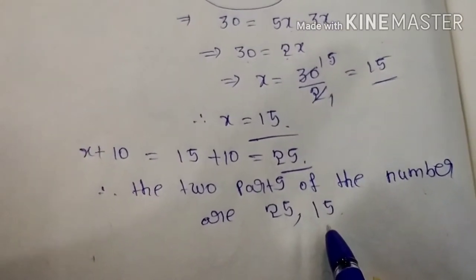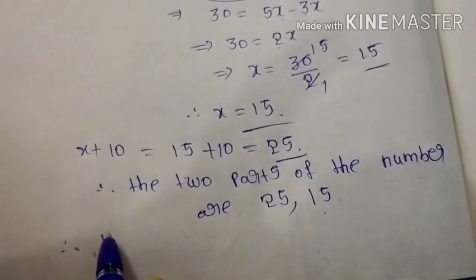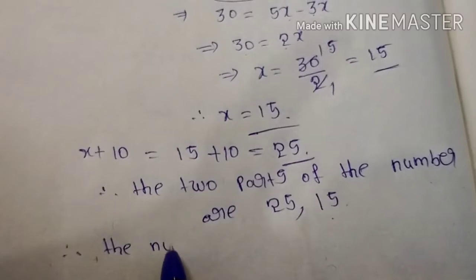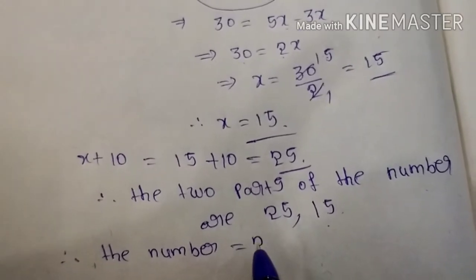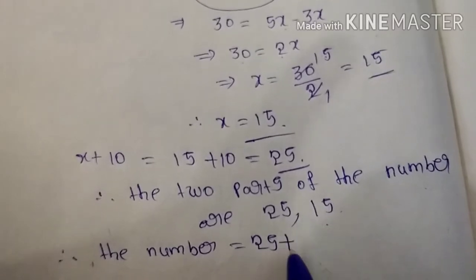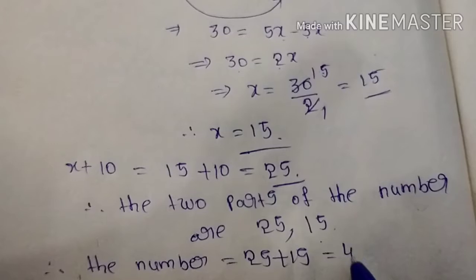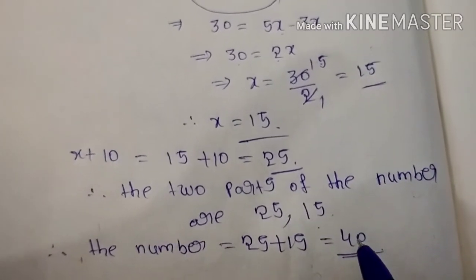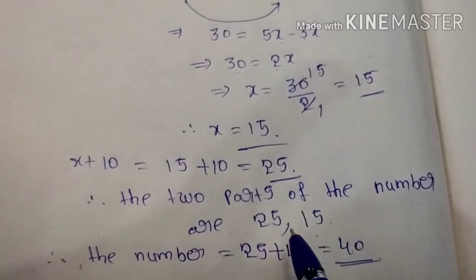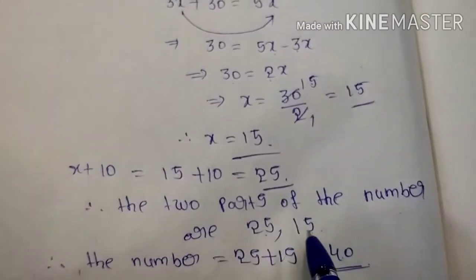In the question they are also asking to find the number. Therefore the number is equal to, just add here, 25 plus 15. 25 plus 15 is equal to 40. This is your solution. The number is 40. This 40 is divided into two parts. One part is 25, the other part is 15.